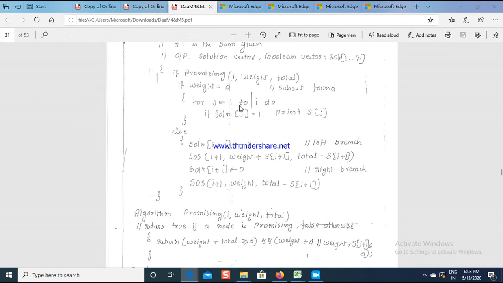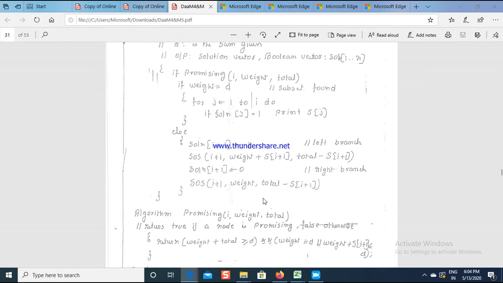So in order to print the result, we are considering the solution of I plus 1 as 1 if it is a left branch, and I plus 1 is 0 if it is a right branch, because only if I am moving towards the left branch am I considering that element, and it has to be printed in the solution vector. If I am moving towards the right, then I am not supposed to take that one. So that will not be printed in the result. So finally, this is your algorithm.